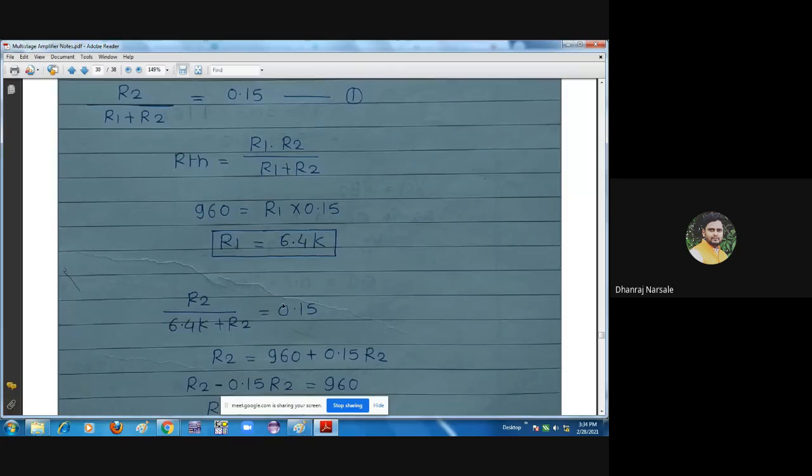Now we have the equation, R2 divided by R1 plus R2 is equal to 0.15. In that we have put the value of R1. What did R1 come to? 6.4 K.